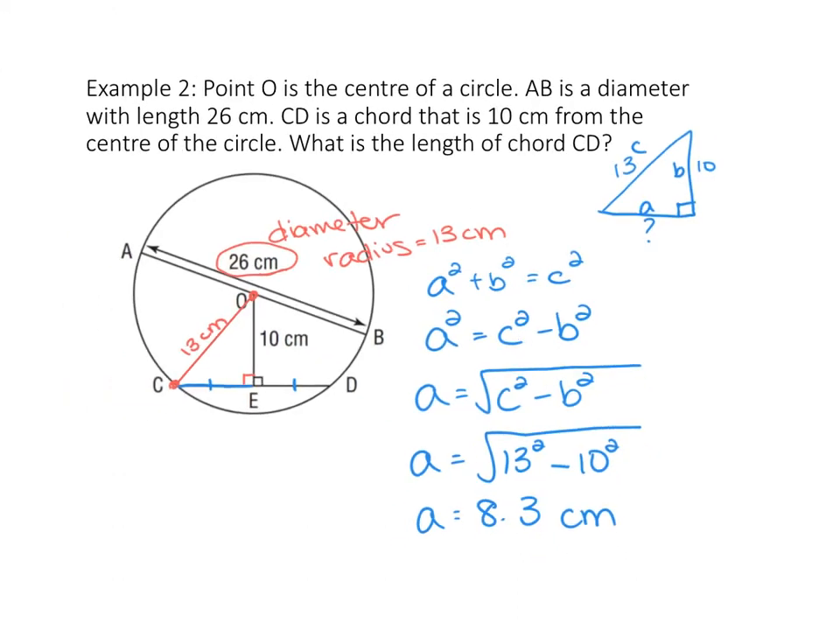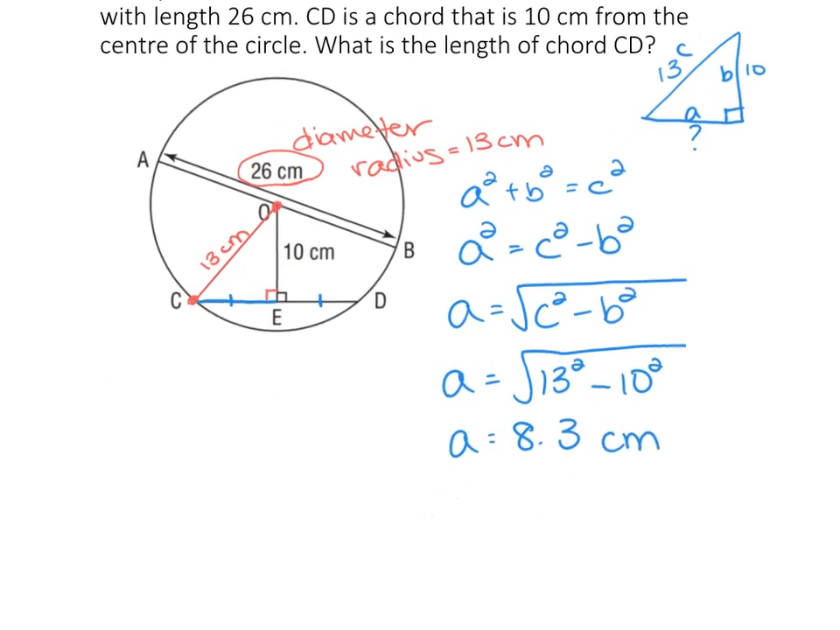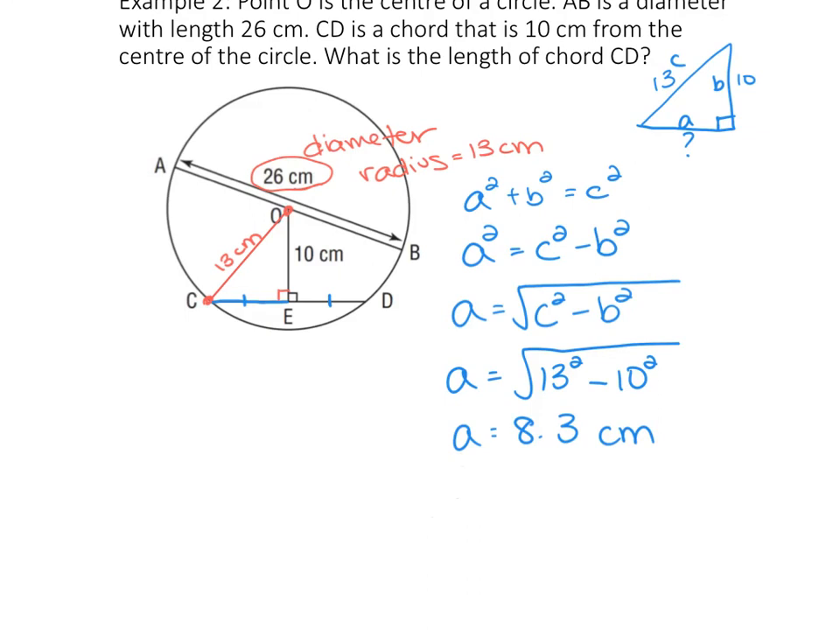I'm not done though. Let's think about what we just found. We just found the length from C to E. What am I trying to find? I'm trying to find from C to D. So I need to take 8.3 and multiply it by 2. So I would say chord CD is 16.6 centimeters.